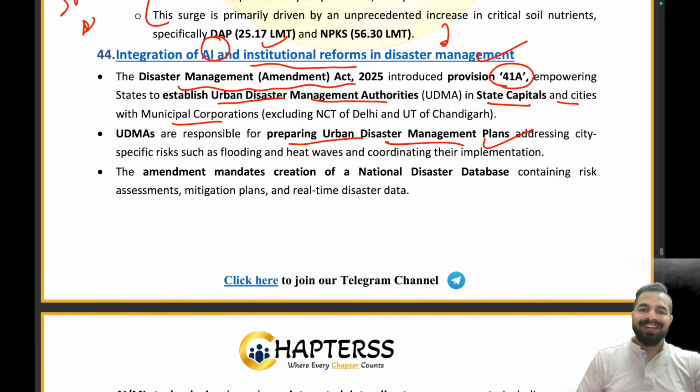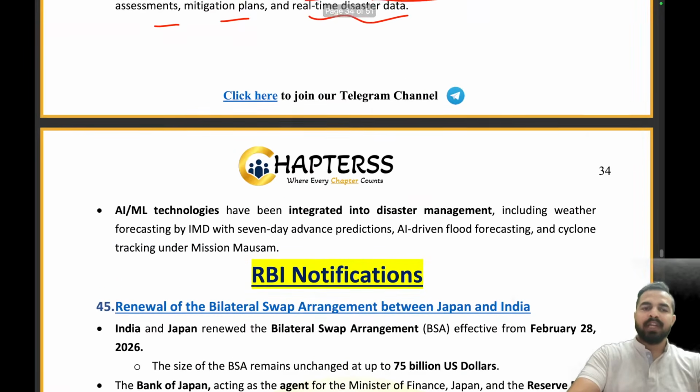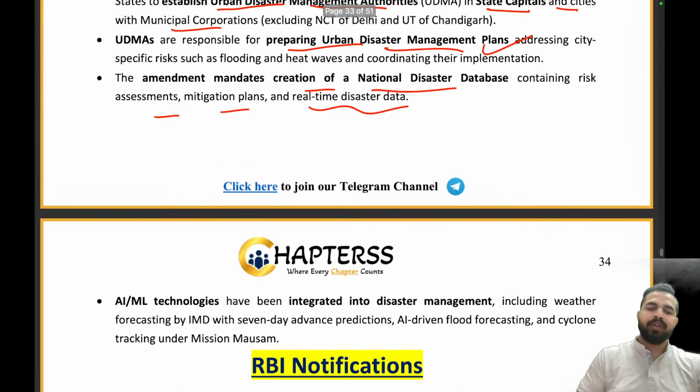Clear? The amendment mandates creation of a national disaster database containing the risk assessments, mitigation plans and real-time disaster data. Artificial intelligence and machine learning technologies have been integrated into disaster management.